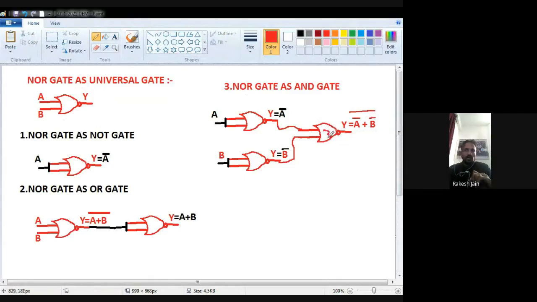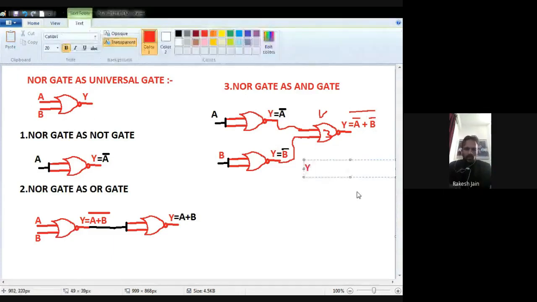So what is the equation of a NOR gate? Whatever the inputs of this NOR gate, just add them and then put a bar over there. So here the two inputs of this third NOR gate are A bar and B bar. So first of all just add them: A bar plus B bar, and then put a bar over there.